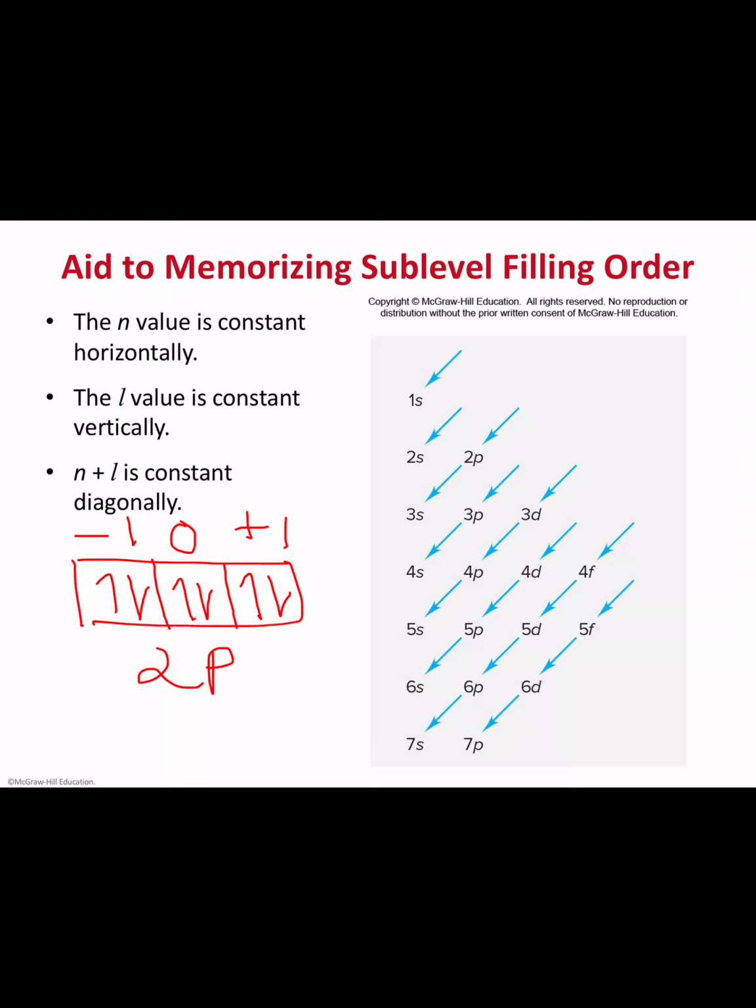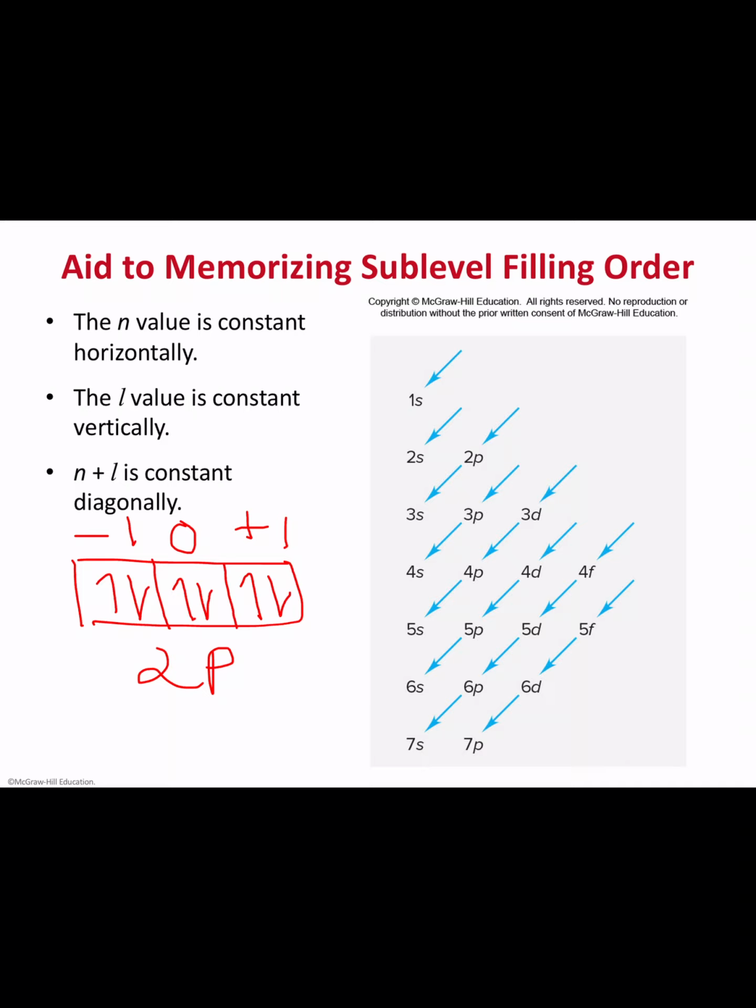The l value is the s values, right? S for the first one, s being 0. And then the second, p, l equals 1. And then the d, like that. And then the f. Okay? And n plus l is constant diagonally.